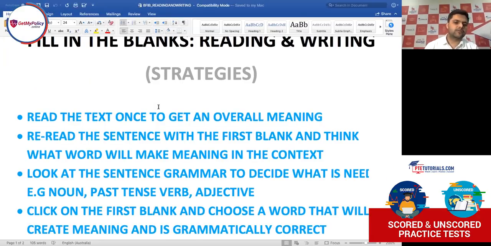Are you looking at a verb? What type of word are you looking at? A past tense verb, a present tense verb? Or are you looking for an adjective? What kind of word are you looking for? Try to first think it before opening the blank.